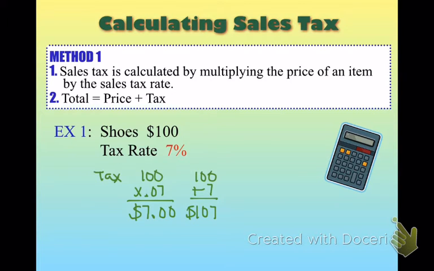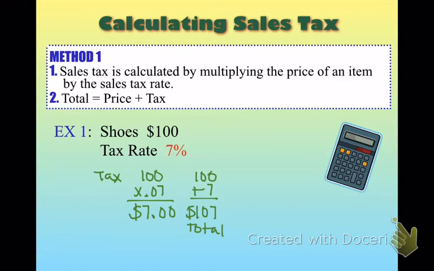And that's going to be the new price. This is going to be the total right here. So the first one on the left is the tax, which is $7. The total price for the shoes after taxes is going to be $107. So this is method one: figure out the tax, add it back into the price.